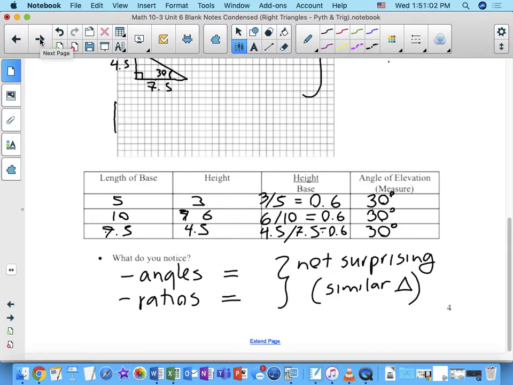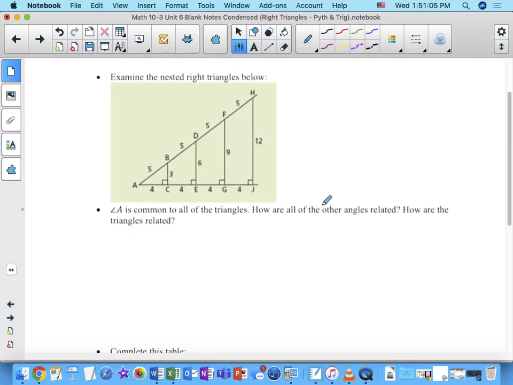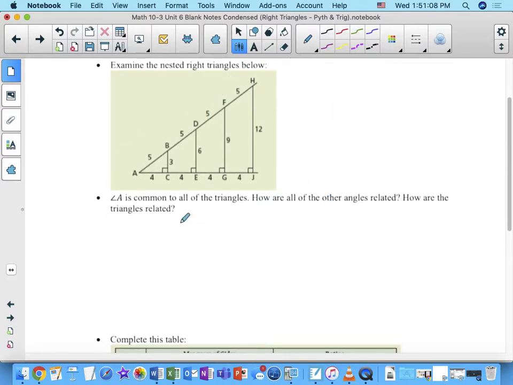Next thing. Okay, and we're going to look at this triangle here, and there's actually a whole bunch of triangles that are sort of embedded in one another. So we've got this really big one, AHJ, and then within it, we've got all of these smaller ones that are embedded inside. Okay, so a couple of things that I want to notice. Firstly, these angles down here are all right. They're all 90 degrees. Secondly, they all have one common angle, which is this angle here. Angle A is common to all of them.